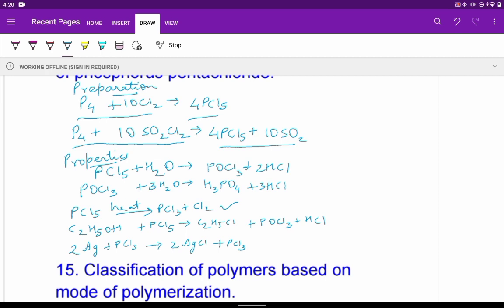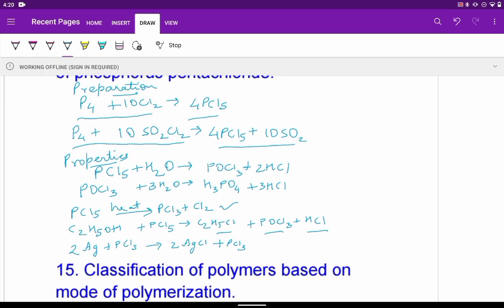It reacts with organic compounds which have OH group and converts them into chloroderivatives. As we can see here, C2H5OH plus PCl5 gives C2H5Cl and POCl3 and HCl. So what is this equation? It is reacting with an organic compound having OH. You see C2H5OH having OH group. It is getting converted into chloroderivative.